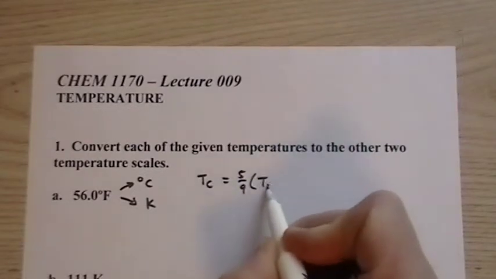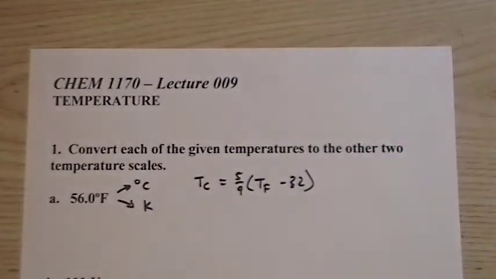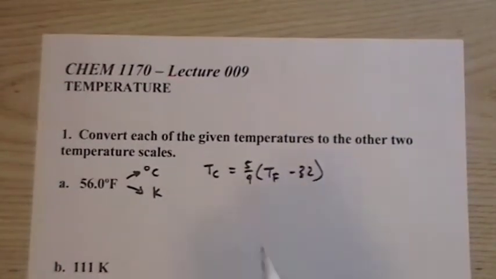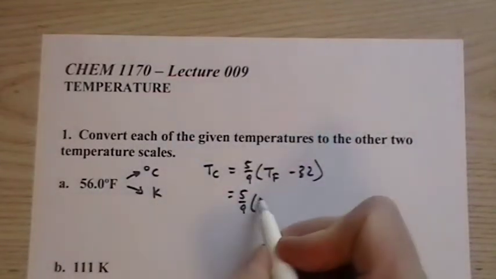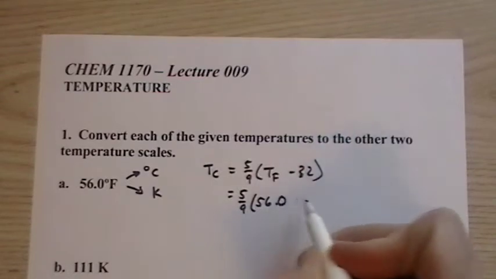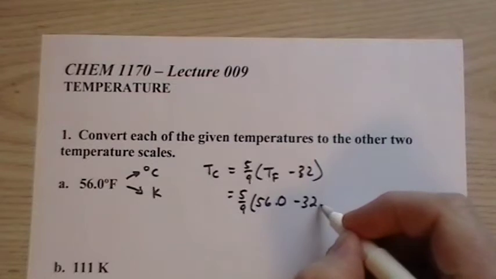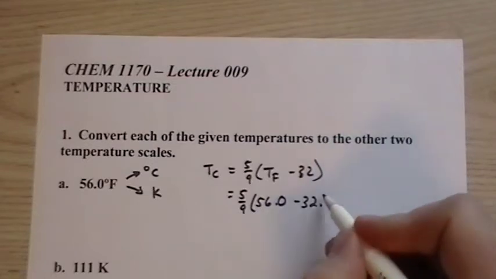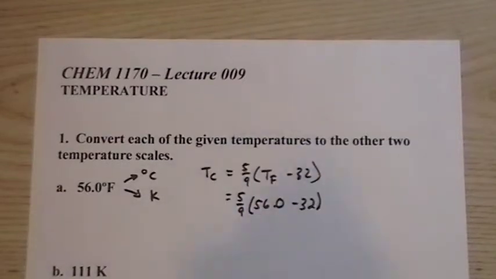Now, maybe it should be pointed out that you should have the units of measure in here to show they cancel, but we can just go with the magnitudes and then add the units in later. So we have 5/9 times 56 minus 32, and 32 is exact, so we can go out as many decimal places as we need there. And 5 and 9 are exact, so we have 56 minus 32.